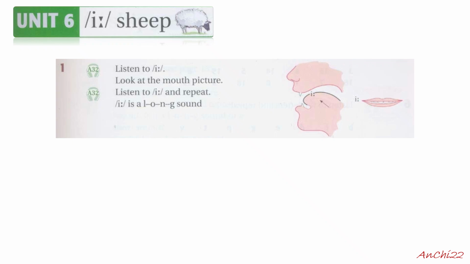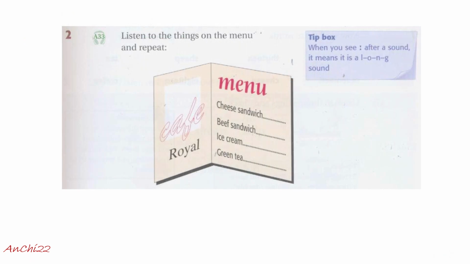Unit 6. 1. E, E, E. 2. Cheese sandwich. Beef sandwich. Ice cream. Green tea.